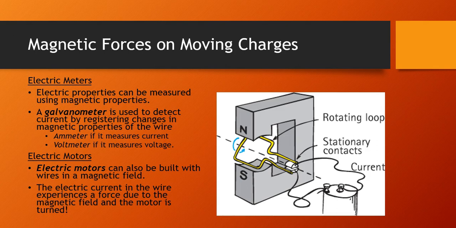You can also build a motor using a magnet and a current in a wire. If you place a wire inside of a magnet and run a current through it, that wire, if it's in a loop, will experience forces in opposite directions, and it will cause the wire to rotate. What you get is a moving loop inside of that magnet. It will continue to move until the current runs out or it's removed from the magnetic field.